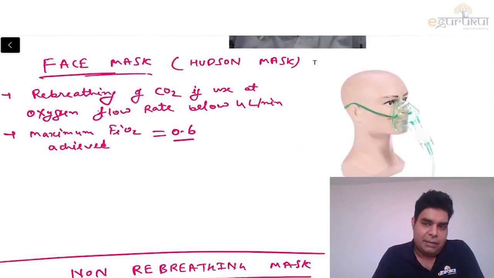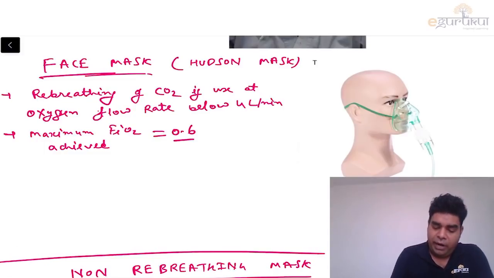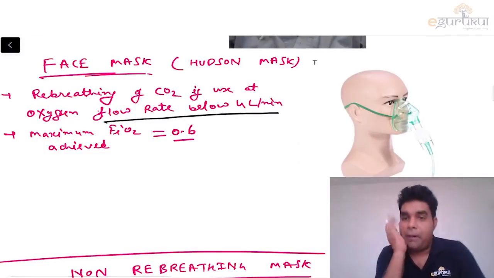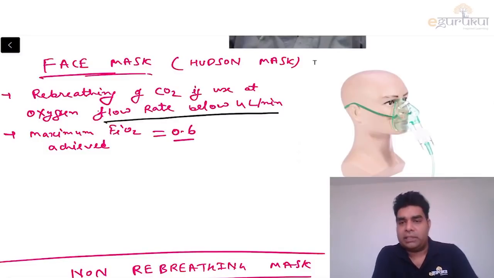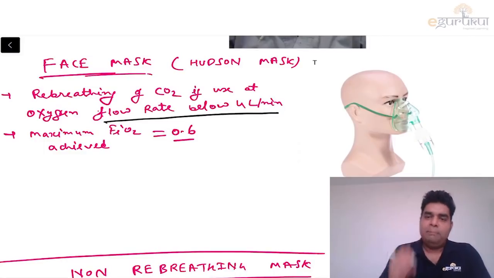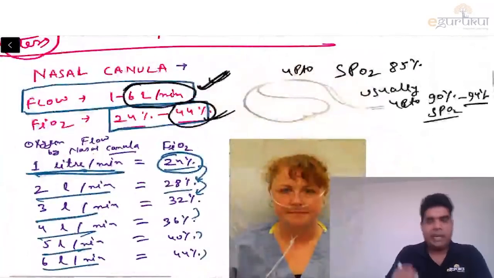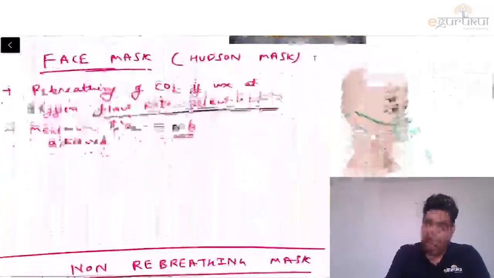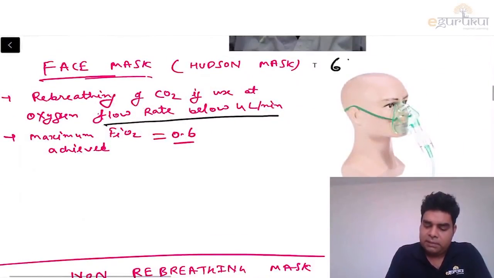That is also known as the Hudson mask, of course. So in the face mask, there is one problem: if the flow rate is less than 4 liter per minute, then there is a chance that we are rebreathing carbon dioxide. So if we are using a face mask, please keep the flow rate above 4 liter. That's why we say that up to 6 liter we can give by nasal cannula. After that, we go for face mask. And face mask we can use, let's say, from 6 liter to 10 liter.